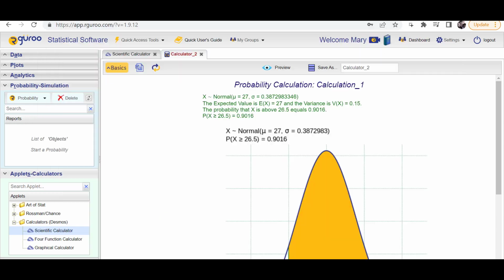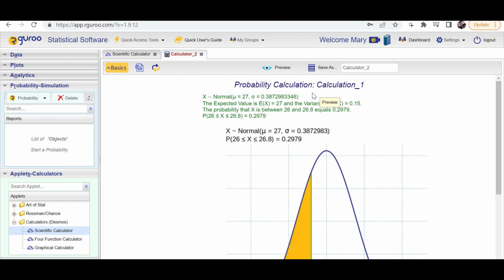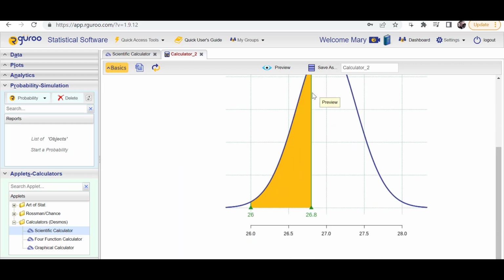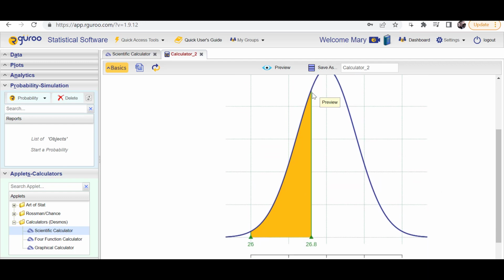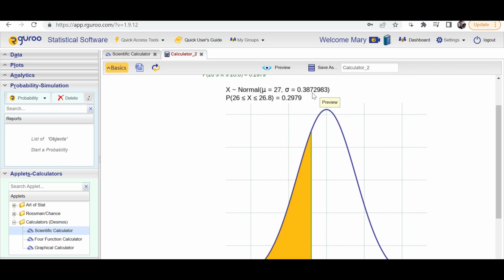If we go back here and go to basics and change it to between, the lower tail would be 26, and the upper tail would be 26.8. And the mean would be 27, and the standard deviation, again, was what we got when we divided 3 by square root of 60. Check out the graph. There is shading between, but you can see it's further to the left because both of those numbers are below the mean. And that probability was 0.2979.